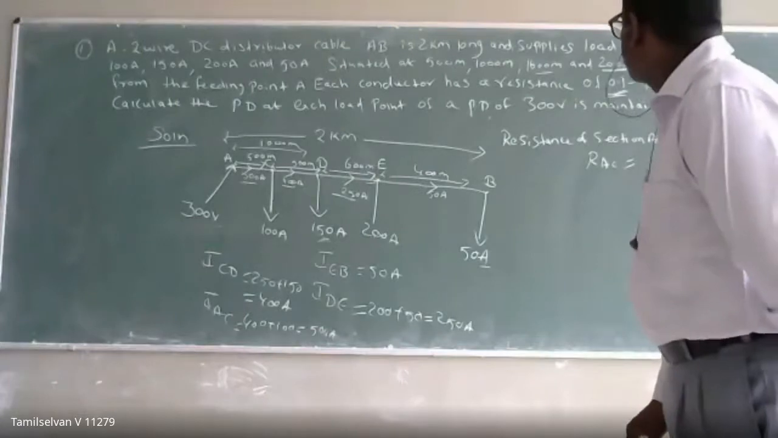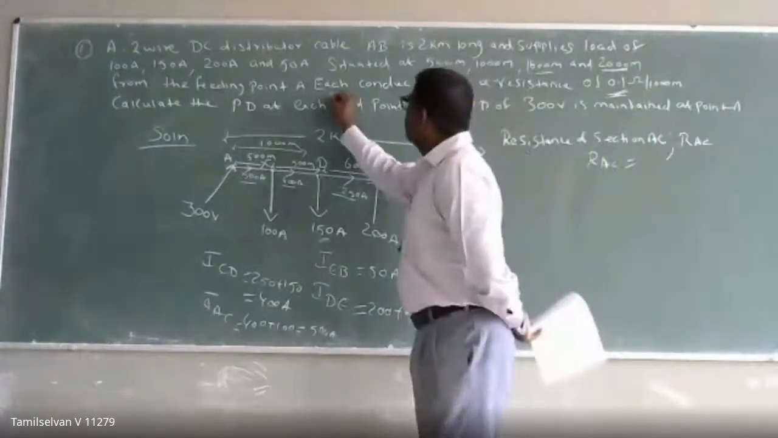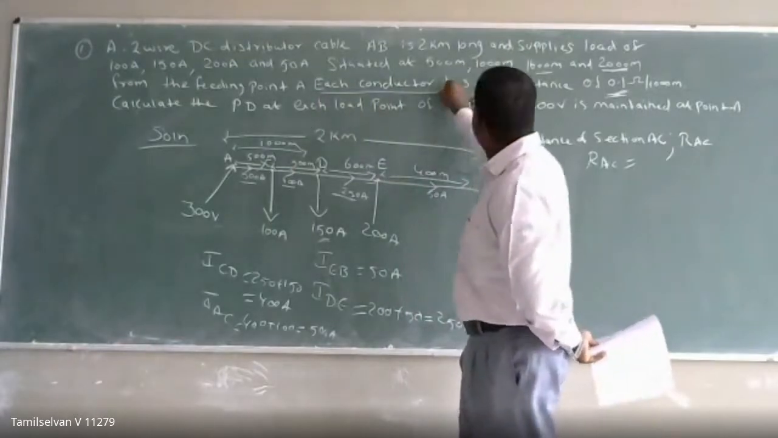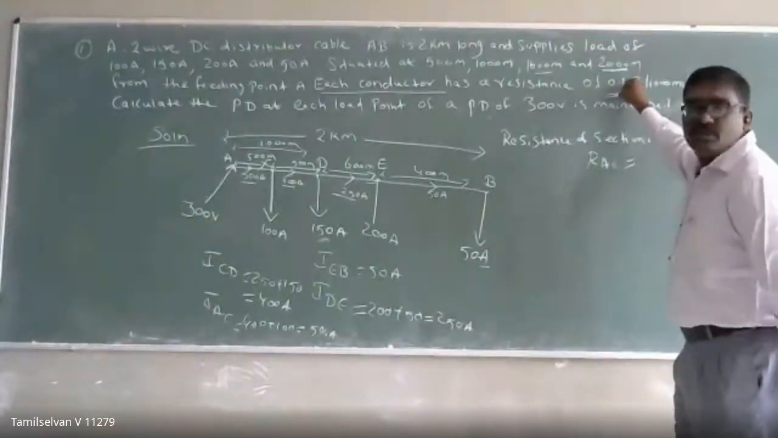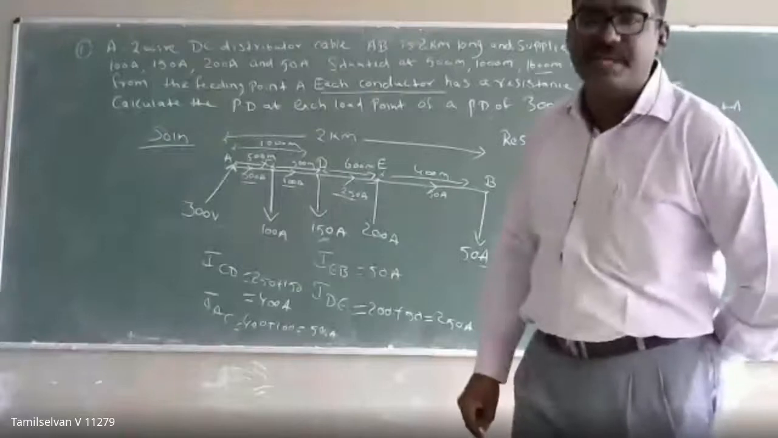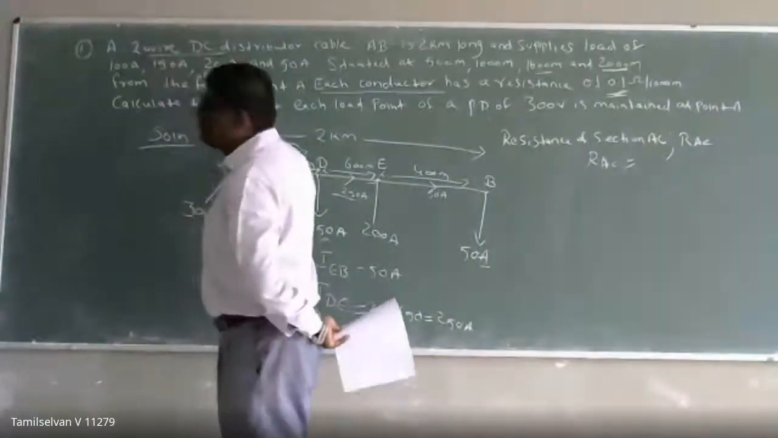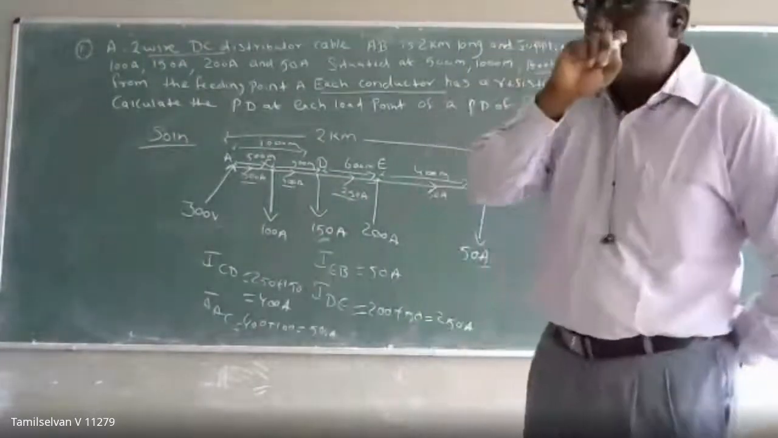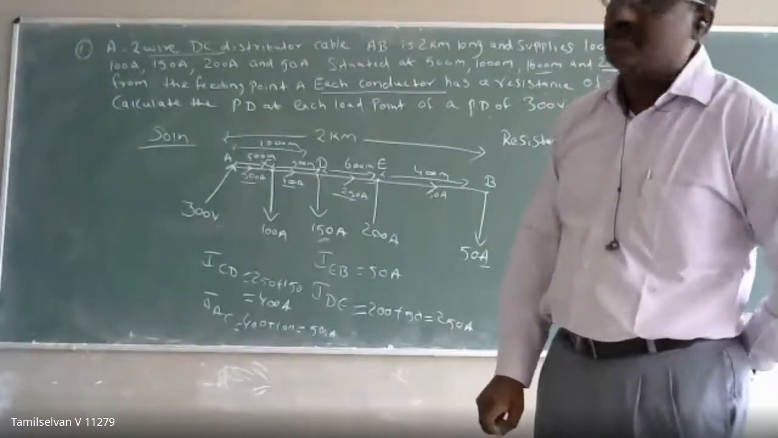See here, in the question itself, they have given that each conductor has a resistance of 0.1 ohm. Is it a single wire distributor or a two wire distributor? It is a two wire DC distributor. It means one is positive and the other is negative, the return path.